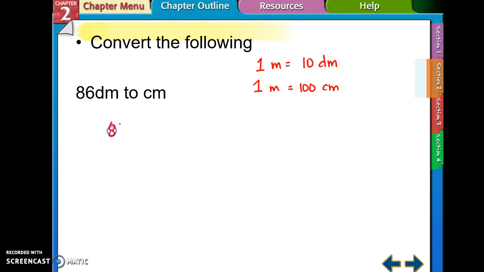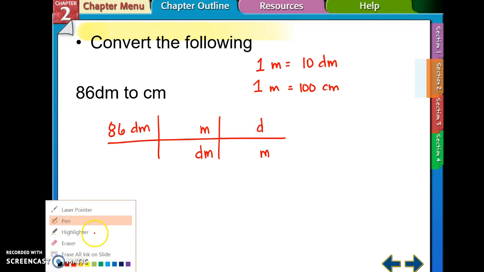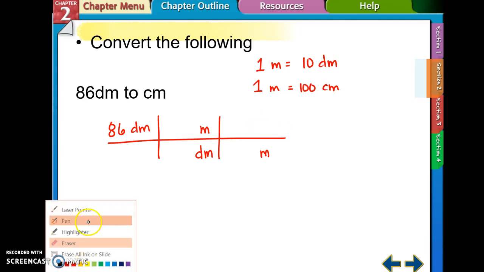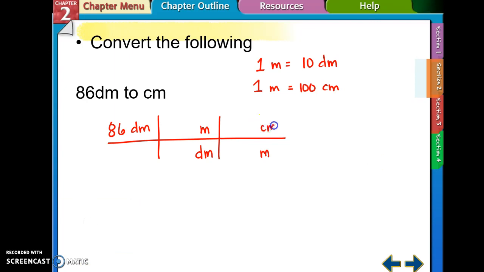Then I'm going to follow my steps. I'm going to write down the number I'm starting with, draw the chart, slant decimeters down, put meters on top of it, then slant meters down, put centimeters, not decimeters, put centimeters on top of that. Is everybody tracking why I'm doing this? I want to go from decimeters to centimeters, but I have to go to meters in the middle because that's my base unit.